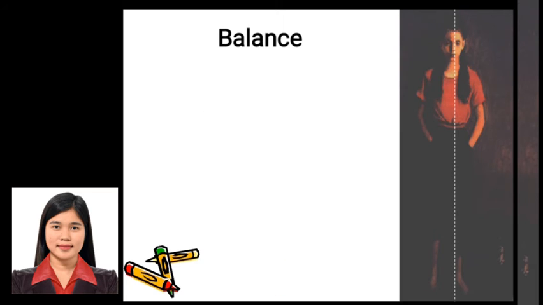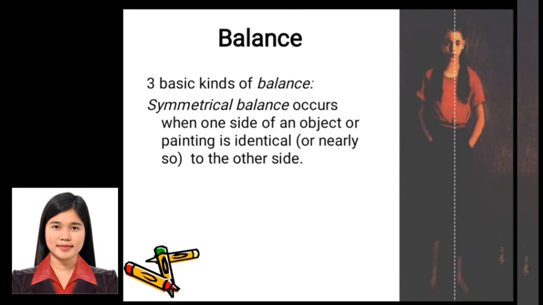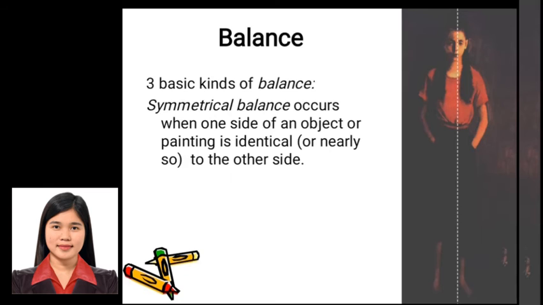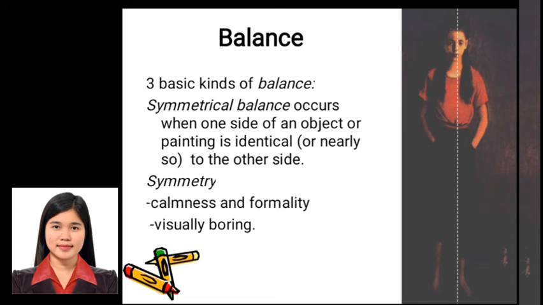So we have here first the balance. So when we say balance, there are three basic kinds of it. So first we have the symmetrical balance. It occurs when one side of an object or painting is identical or nearly to the other side. In nature, the human face and butterflies are examples. So, symmetry can create a sense of calmness and formality, but sometimes it can be visually boring.